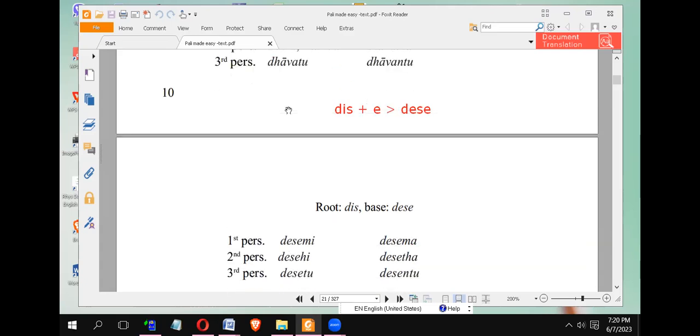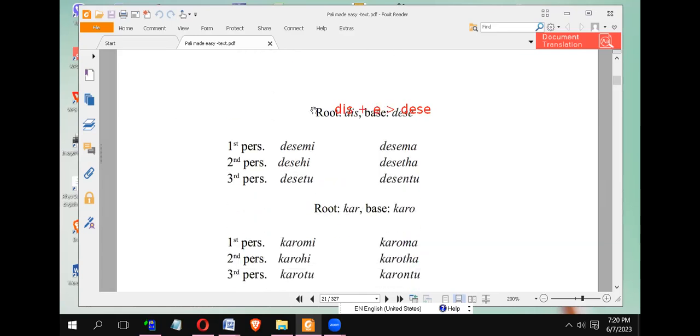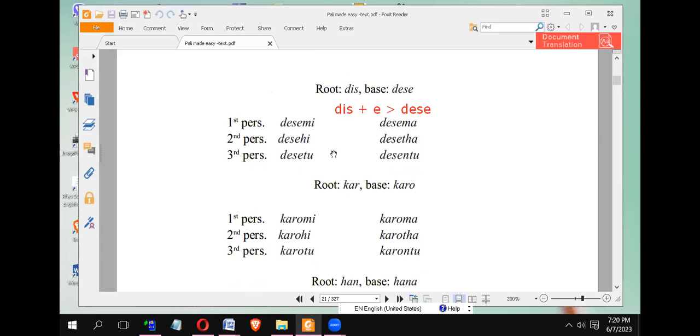So remember the base is tu and ntu, hi ta, mi ma. So you just put the dawa tu, dawa ntu, dawa hi, dawa ta, dawa mi, dawa ma. Karo tu, karo ntu, karo hi, karo ta, karo mi, karo ma. All right.